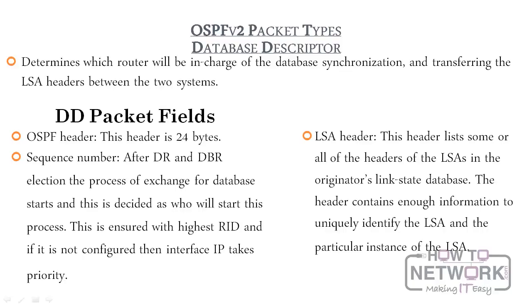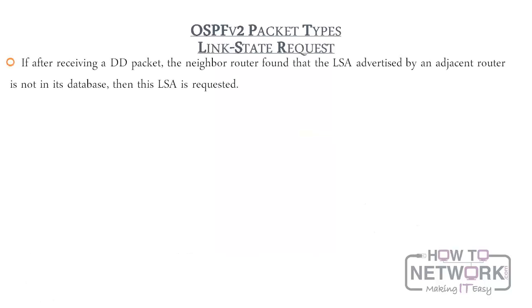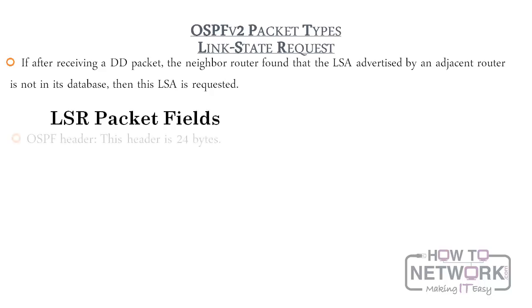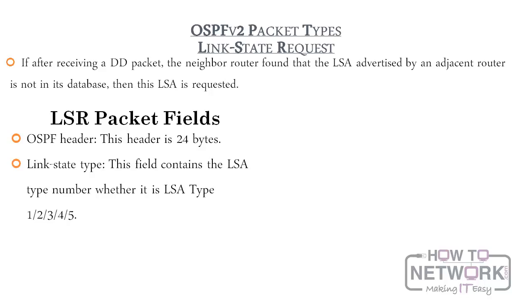Next, we have Type 3, or the link state request. If after receiving a DD, or database descriptor packet, the neighbor router found that the LSA advertised by an adjacent router is not in its database, then this LSA is requested. The link state request packet fields are as follows. OSPF header. This header is 24 bytes long. The link state type. This field contains the LSA type number, whether it is LSA type 1, 2, 3, 4, or 5. Types of LSAs is discussed later on in this section.